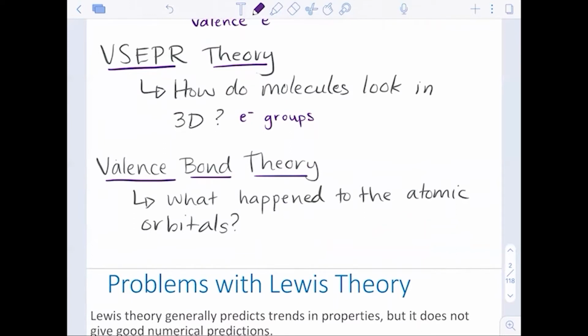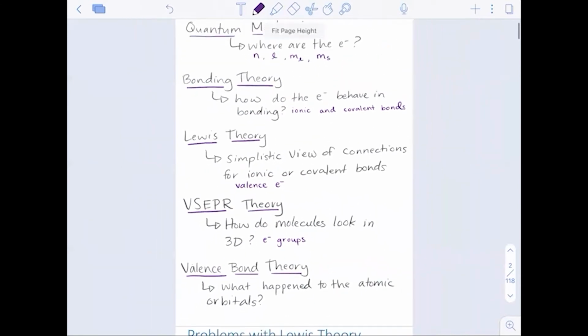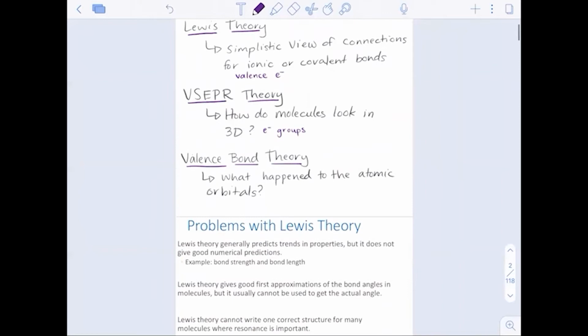What happened to those atomic orbitals way up here in quantum mechanics? When we talk about these atomic orbitals, they don't just disappear when we make a molecule. And so that's where valence bond theory steps in. There are some issues with VSEPR theory, and that's what we're going to talk about now.